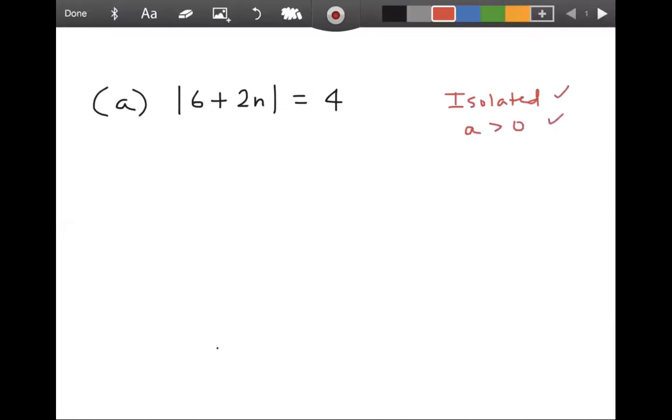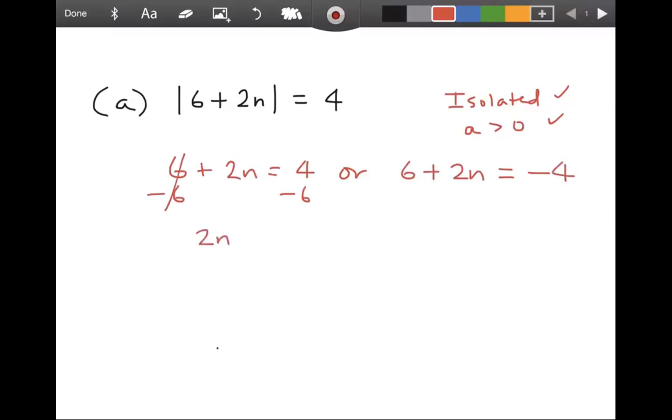We're just going to apply the rule, which says that this equation is equivalent to 6 plus 2n equals 4, or 6 plus 2n equals negative 4. So we're going to solve those two equations separately, and then our absolute value equation is going to have two solutions. Okay, starting with this one over here, I'll subtract 6 from both sides.